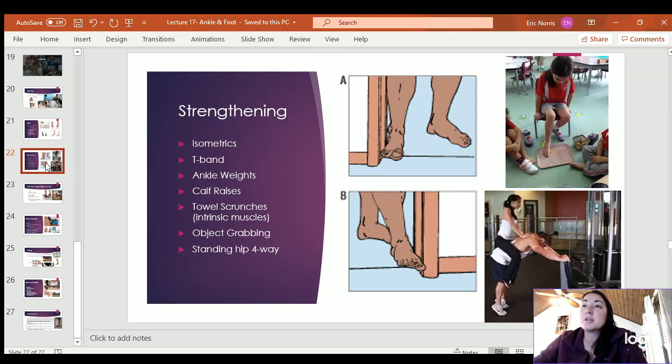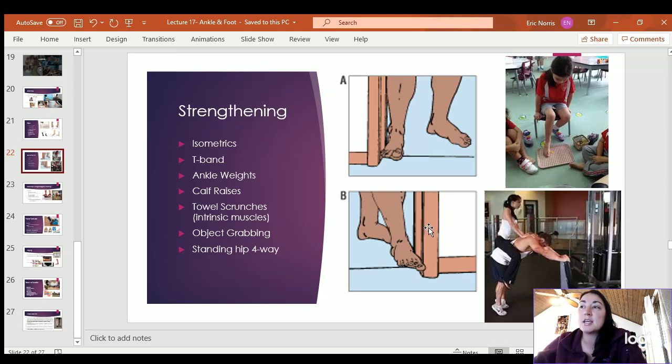All right, so with strengthening, we of course start with isometrics, just tightening up the muscles in one position. You can do TheraBand, ankle weights. This is a nice, interesting way to add weight during a calf raise. Toe scrunches are great because they strengthen the intrinsic muscles of the feet and help support your arch. And then object grabbing does the same thing, so picking up objects with your feet and putting them in a basket or moving them around from one side to another.